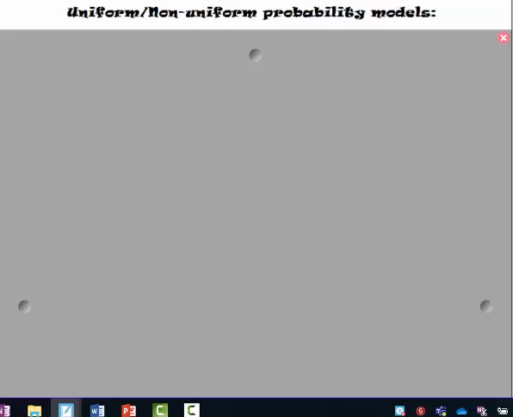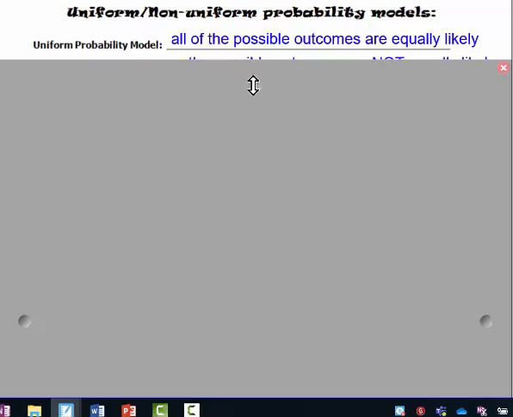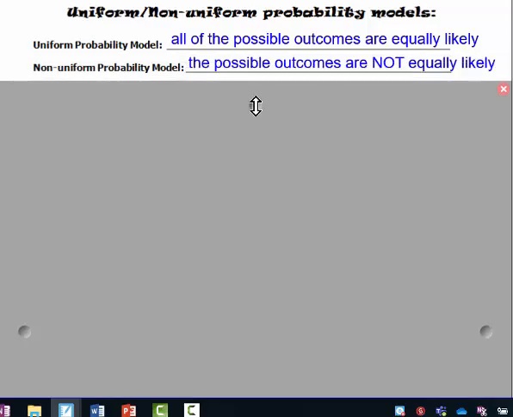Now we're going to skip the page on permutations and combinations and go to page 8, uniform and non-uniform probability models. This is pretty straightforward. It's just vocabulary. A uniform probability model says all of the possible outcomes are equally likely, and in a non-uniform model, the possible outcomes are not equally likely.